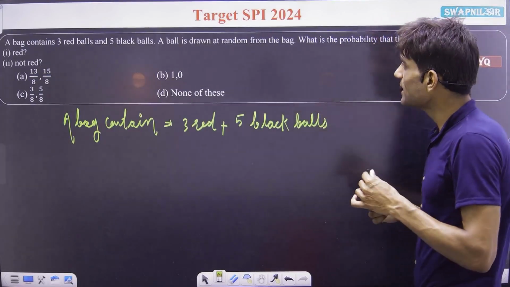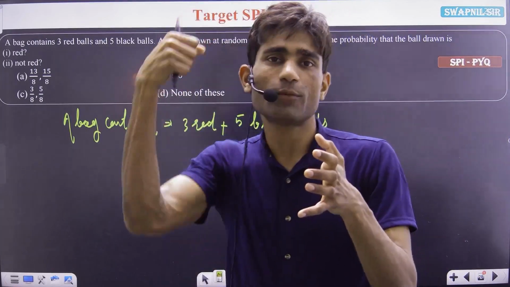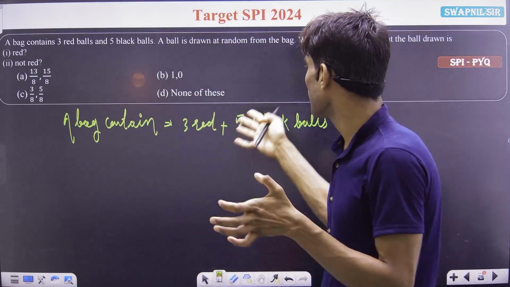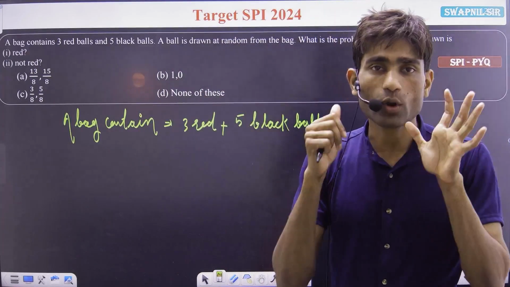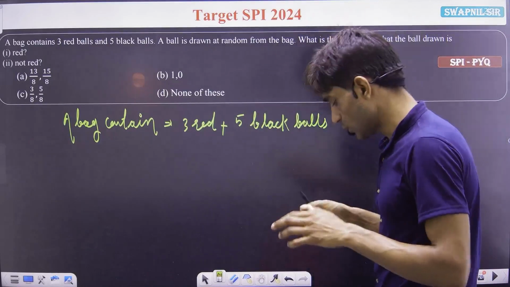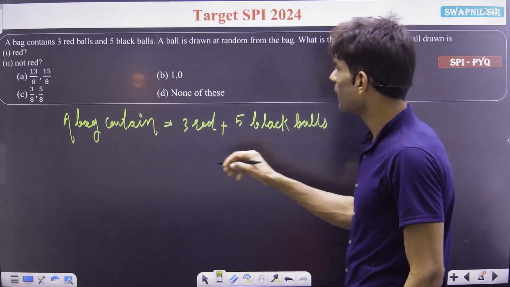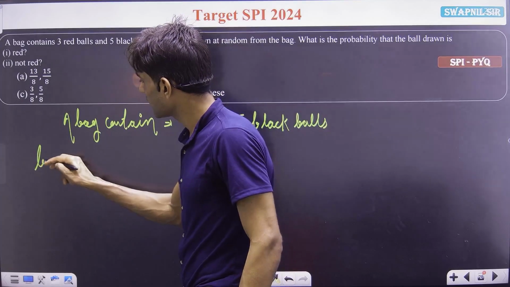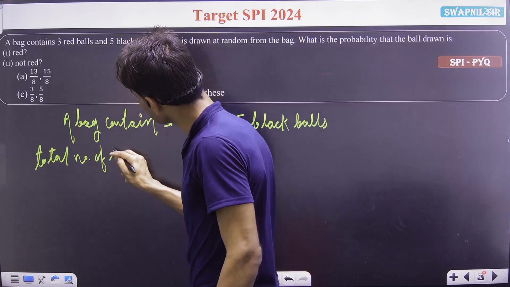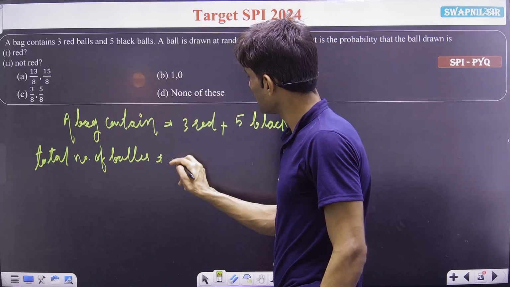Next, a ball is drawn at random from the bag. So we have a bag and we have to draw one ball from the bag randomly. It can be anyone, like a red or maybe a black one. The total number of balls we have in our bag is 5 plus 3, so a total of 8 balls are present in our bag. So the total number of balls is our sample space.